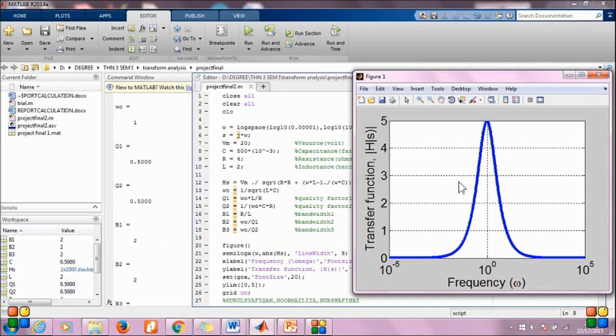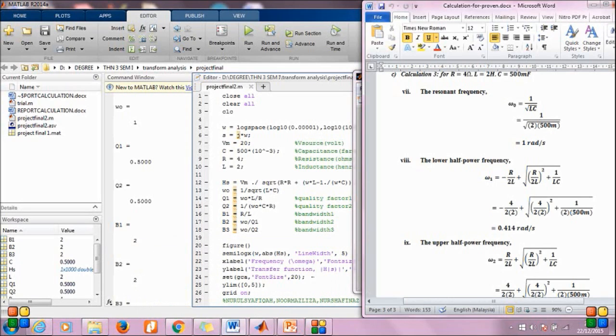After we get the result, we compare the result obtained by MATLAB with the manual calculation. Same as before, we compare the resonant frequency with the simulation. We get omega node 1 radian per second, the same as the manual calculation.